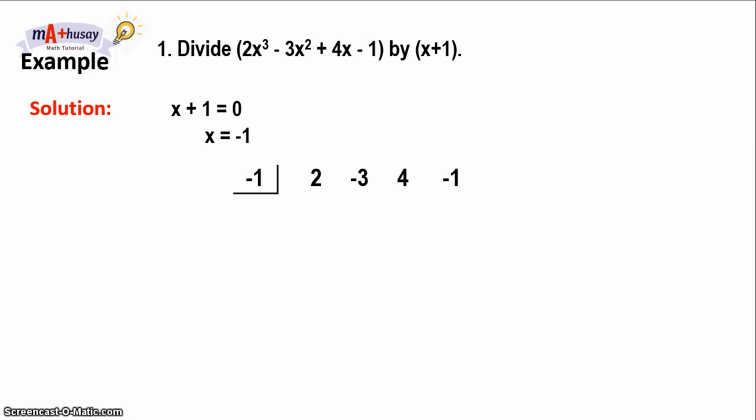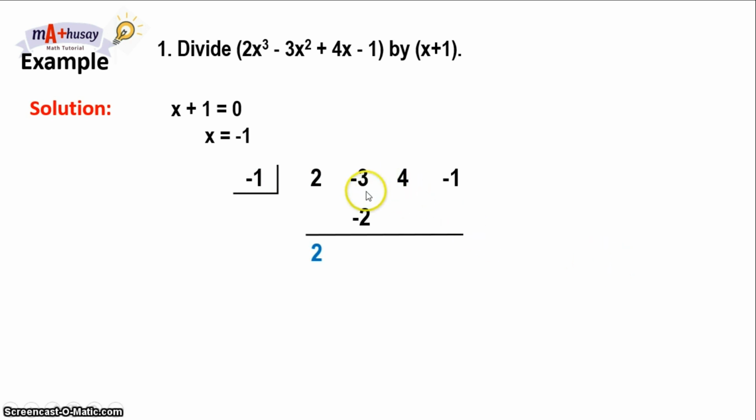Now, we will place x equals -1 in the upper left corner. So from here, we can now start dividing polynomials using synthetic division. To do this, you have to bring down 2. Now from here, multiply 2 with -1. So -1 times 2, that gives you -2.